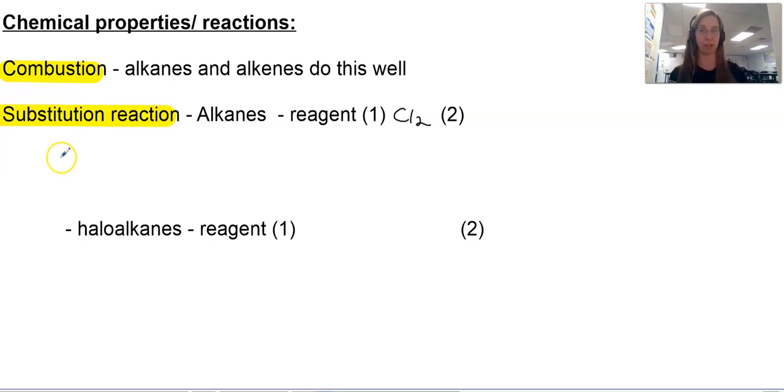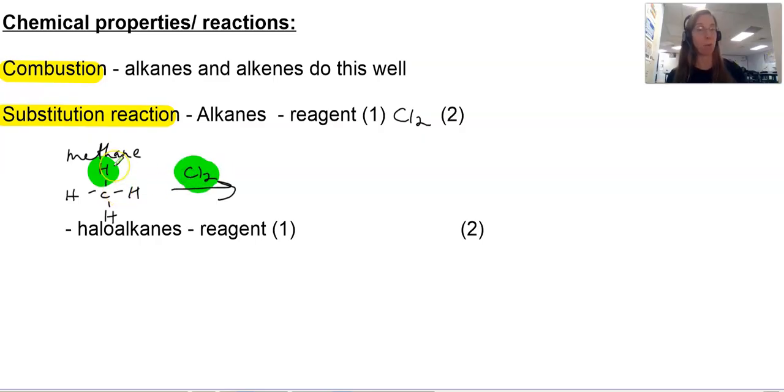So let's look at a nice example. I'm going to use methane for this example. In this substitution of alkanes, it's only the hydrogen that can be replaced. So when chlorine reacts with methane, one of the hydrogens is replaced with one chlorine. And HCl is produced as well. You can write that if you want, but many times you'll notice people do not write this.